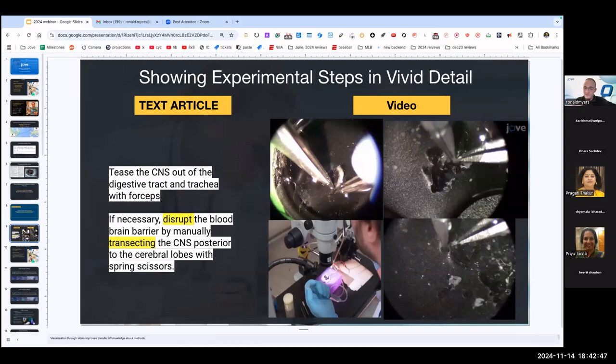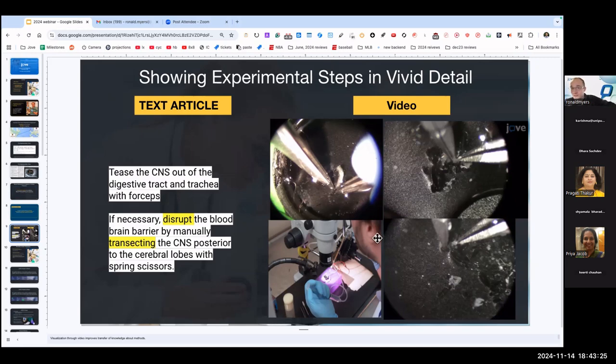Okay, so let me give you an example of a case where the text manuscript is inadequate and a video can really help. One of the most helpful topics is surgical techniques. This is a surgical technique done on larvae. You can see here, this is the text article. It's very brief. I don't think I would be able to replicate it by just reading this brief description.